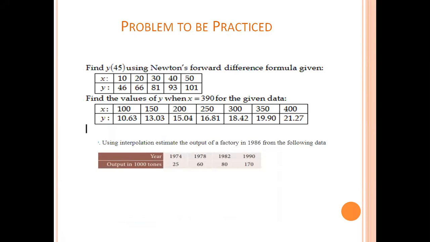And the second problem: find the value of y when x is equal to 390 for the given data. 390 is very close to the ending value 400, so here also we have to use the backward difference formula. And third problem: using interpolation, estimate the output of a factory in 1986 from the following data. 1986 is also very close to the ending value 1990, so here also we are going to use Newton's backward difference formula. Thank you.